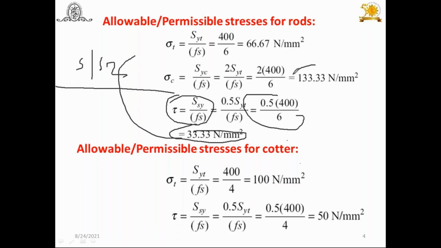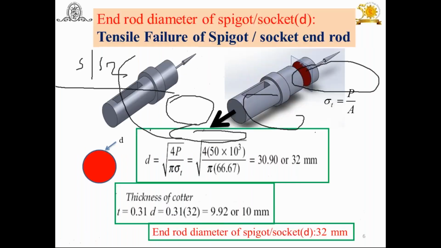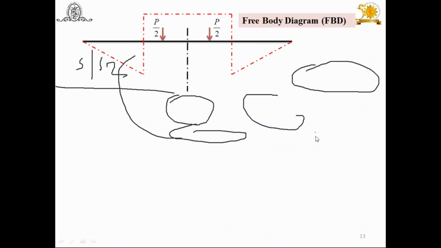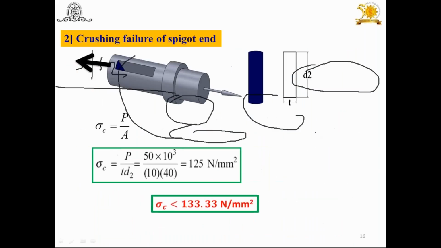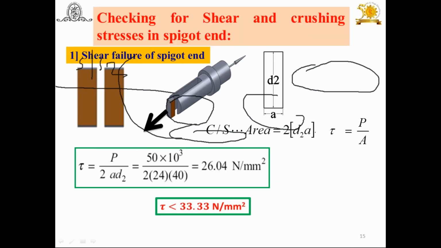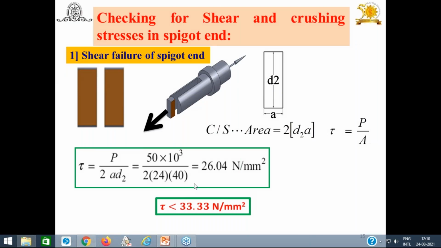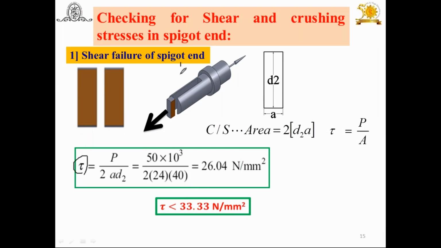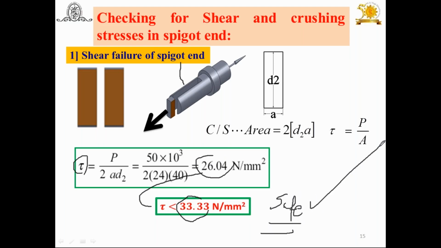Remember this. And crushing stress, how much? 133, because we are going to use these two stresses to check the induced stresses here in the spigot and the socket. Based on that, we can say the induced shear stress in this spigot is 26, but permissible is 33. The induced stress is less than permissible. Design is safe.